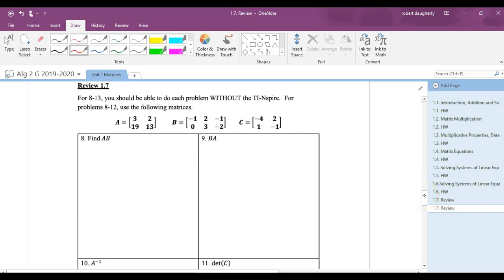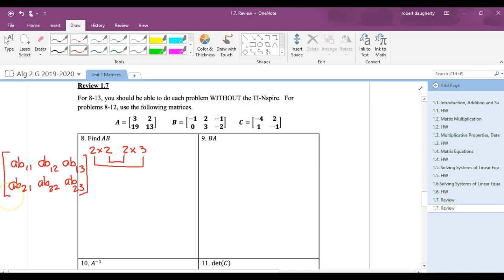And then we move on to problems that we should be able to solve without the TI-Nspire. So how do we do this? Okay, let's find AB. So A is a 2 by 2 matrix. B is a 2 by 3 matrix. I can do this operation and I should get a 2 by 3 matrix as my answer. So a 2 by 3 matrix is going to look like first row first column, first row second column, first row third column, and then second row first, second row second, and then second row third. You don't have to write all that down, but that just helps me know where the numbers come from.